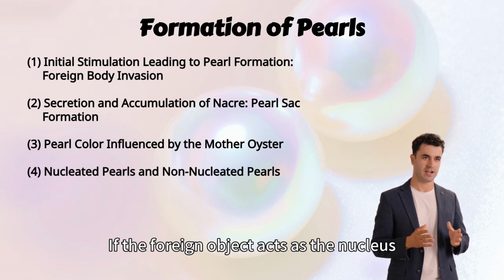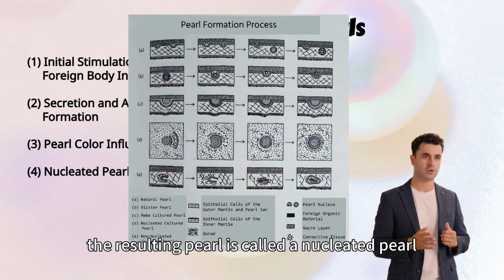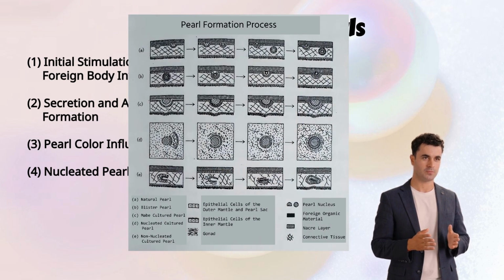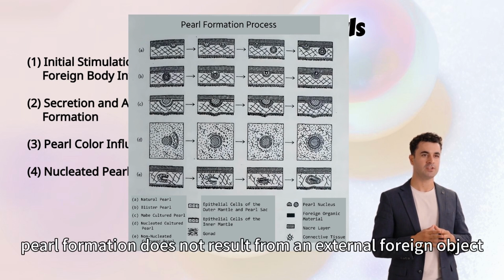Nucleated pearls. If the foreign object acts as the nucleus, the resulting pearl is called a nucleated pearl. Non-nucleated pearls. In some cases, pearl formation does not result from an external foreign object.